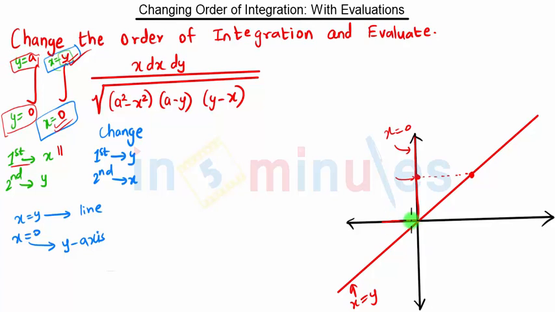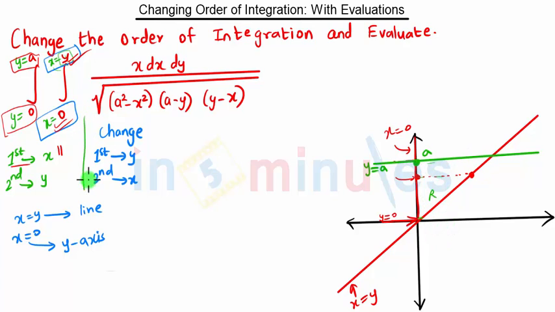Let's say y equal to 0 is the x-axis, so we are moving this strip from y equal to 0 till y equal to a. Let's say here we have another line whose y coordinate is a, so this is the y equal to a line. So we are moving this strip from this point till this point, so this is our region of integration.